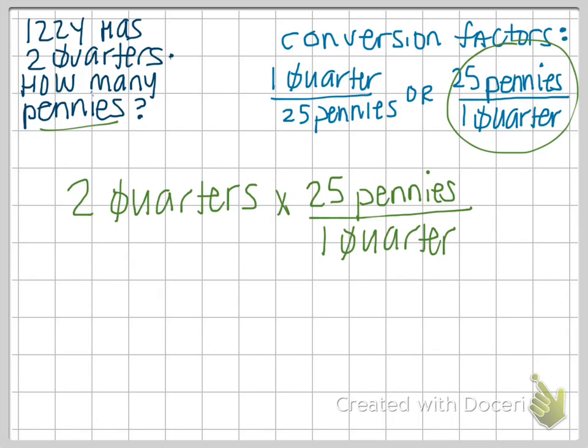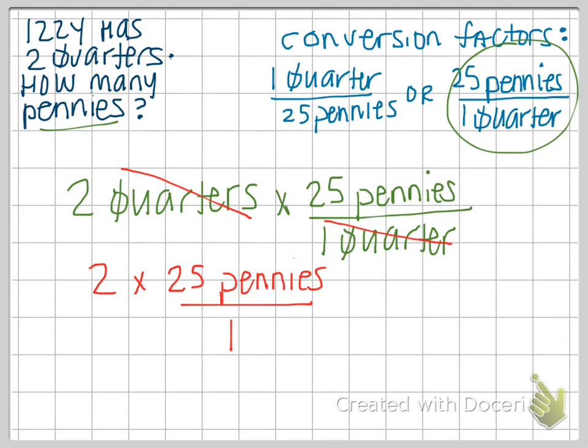So technically I'm taking the 2 quarters and I'm multiplying them by a value of 1 because the conversion factor that I picked, 25 pennies over 1 quarter, is equal to 1. By looking at this problem now, you can see that quarters cancels out of the equation. So I'm left basically with 2 times 25 pennies over 1, which is going to equal 50 pennies.